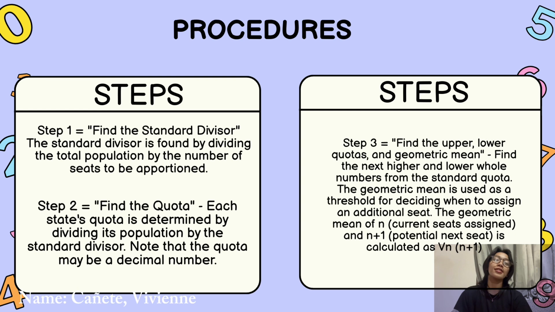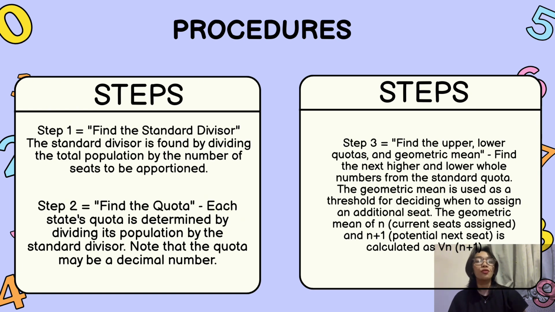Alright, so here are the steps and procedures. Step 1. Find the standard divisor. The standard divisor is found by dividing the total population by the number of seats to be apportioned. Basically, you're figuring out the average population size that each seat in a representative body should represent. So you do this by dividing the total population by the number of seats available.